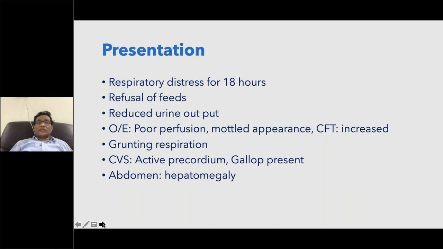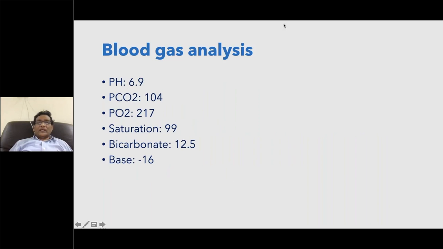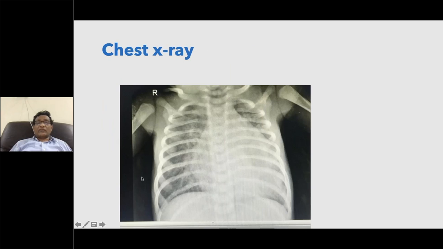On presentation, respiratory distress for 18 hours, refusal of feeds, reduced urine output, poor perfusion, mottled appearance, CFT increased, grunting respiration. There was active precordium, gallop, and abdomen showed hepatomegaly. And look at the blood gas here, very, very disturbing. pH is 6.9, and you can see that PCO2 is good, base deficit -16. All this is suggestive of something systemic outflow obstruction.